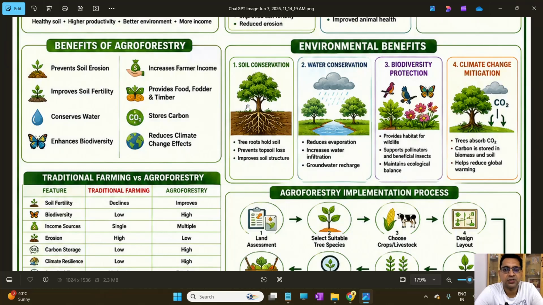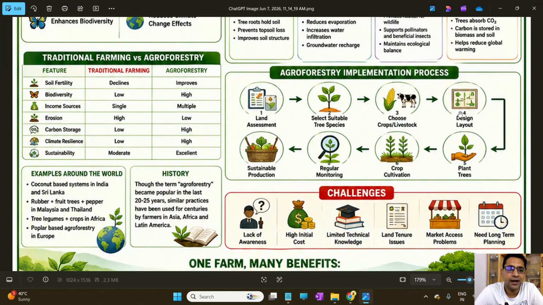What are the environmental benefits? It helps in soil conservation: tree roots hold soil, it prevents the topsoil from being lost, and improves soil structure. How does it help in water conservation? It reduces evaporation, increases water infiltration, and also recharges the groundwater. How does it protect biodiversity? It provides habitat for wildlife, supports pollinators and beneficial insects, and also maintains ecological balance. How does it help in climate change mitigation? Trees absorb carbon dioxide. Carbon is stored in the biomass, fuel and soil. This helps reduce global warming.